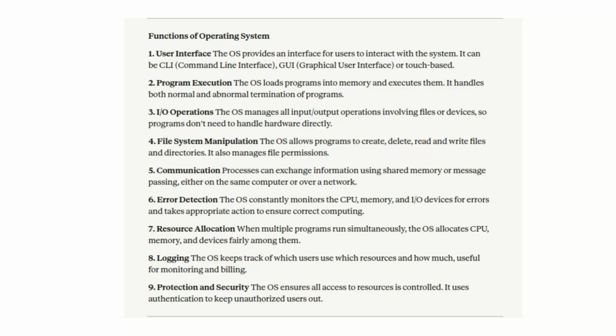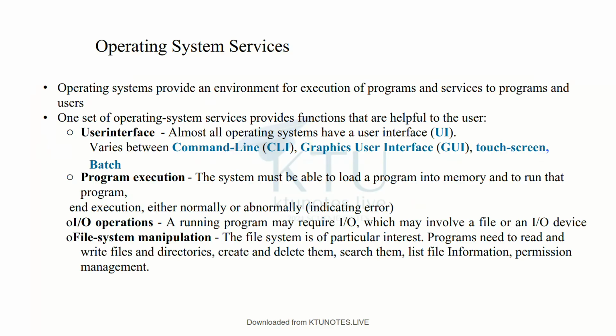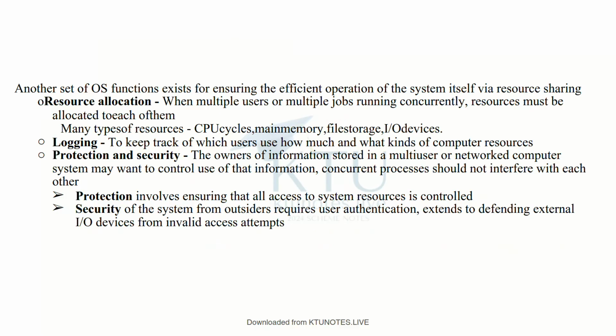Understood? So these are the different functions. User interface was our first function, then program execution, then IO operations, then file system manipulation, logging, protection and security, resource allocation, and communication. So these are the different functions of operating system that you have to understand. Fine. There is a detailed explanation of each of these operating system services, like user interface, program execution, IO operations and others, given here.